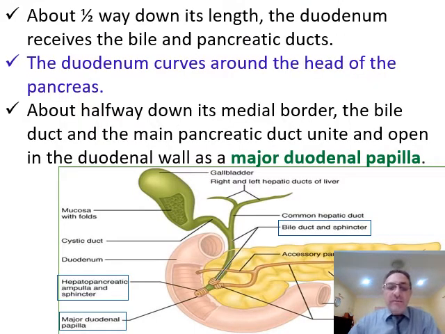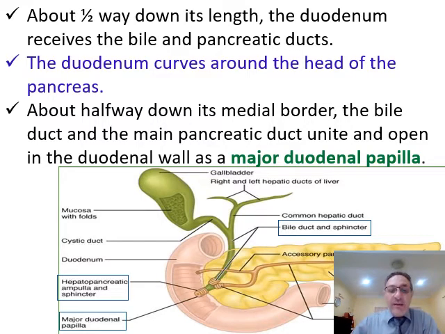The second part, this is the second part. It is halfway down its length, almost in the middle. And as we see here, the duodenum forms a C shape and surrounds the head of pancreas from all sides. The head of pancreas is surrounded by the duodenum.